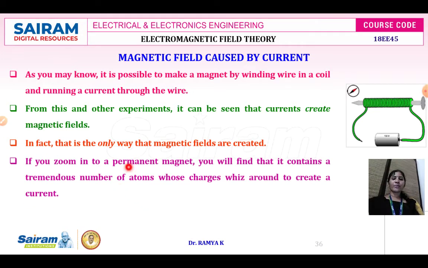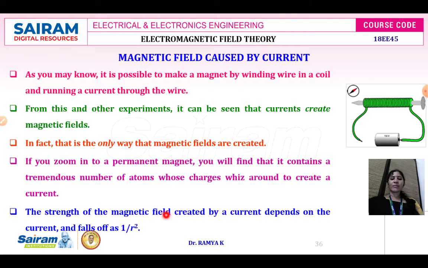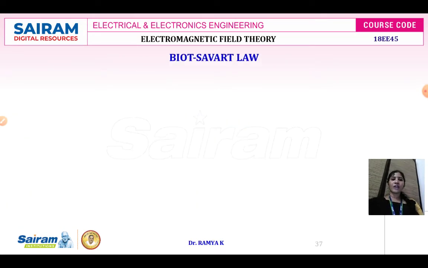If you zoom into your permanent magnet, you will find that it contains a tremendous number of atoms whose charges whiz around to create a circulating current. Hence, the strength of the magnetic field created by the current depends upon the current and the fall of 1 divided by R square. As the distance increases, the field decreases. Therefore, the strength of the magnetic field created by the current depends upon the current and the fall of 1 divided by R square. Now we are going to see Biot-Savart's law.